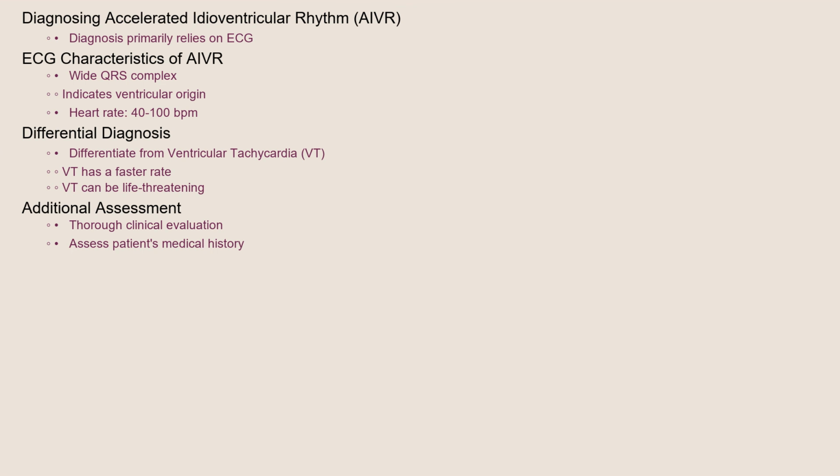Diagnosing AIVR relies primarily on the electrocardiogram, or ECG. The ECG will show a wide QRS complex indicating that the impulse is originating from the ventricles. The heart rate will be between 40 and 100 beats per minute. It's crucial to differentiate AIVR from more dangerous ventricular arrhythmias like ventricular tachycardia, which typically has a faster rate and can be life-threatening. A thorough clinical evaluation and assessment of the patient's medical history are also essential.